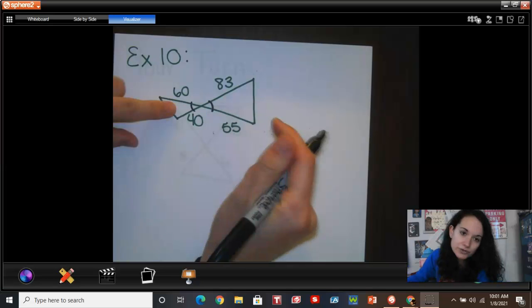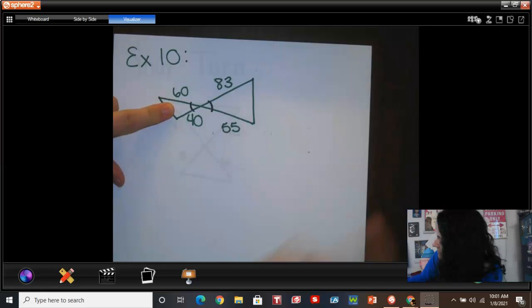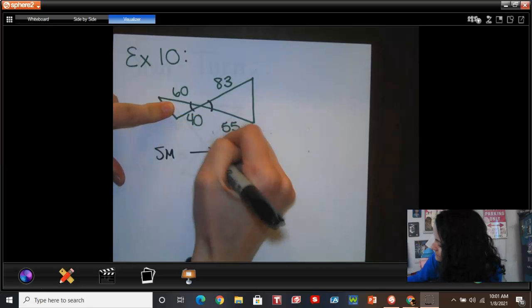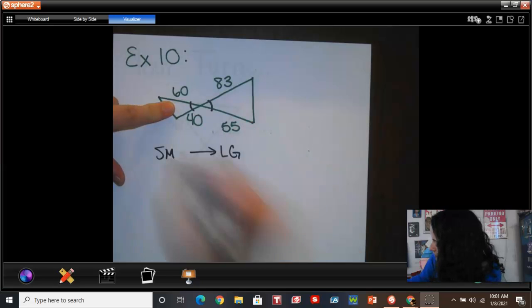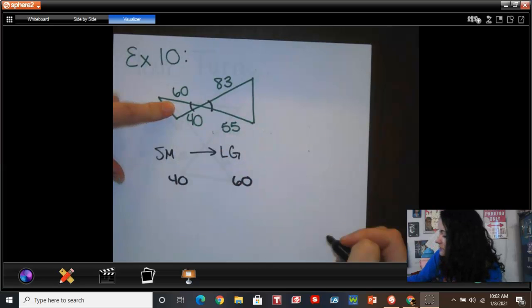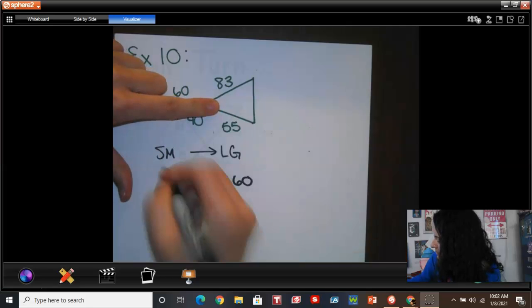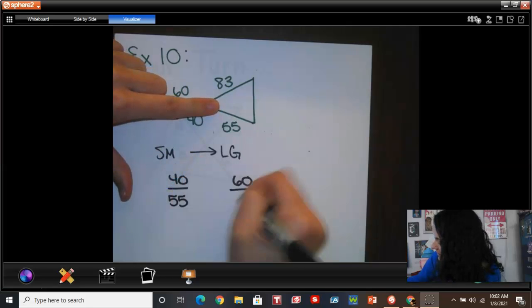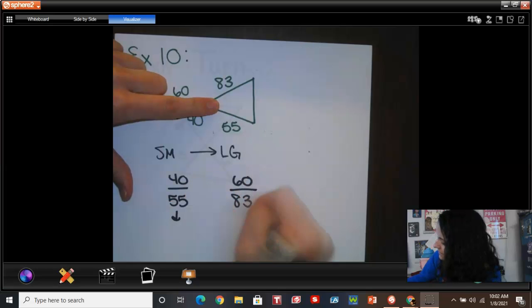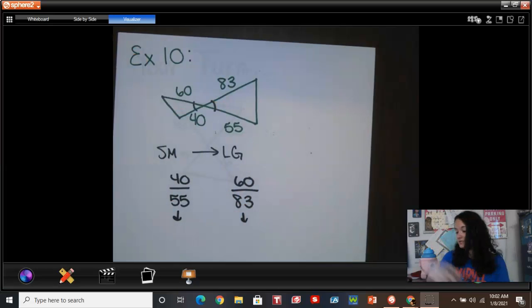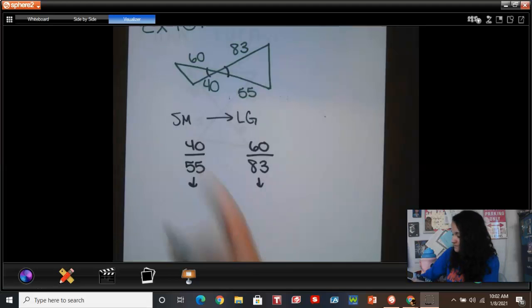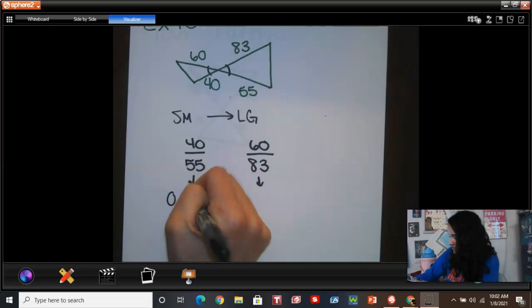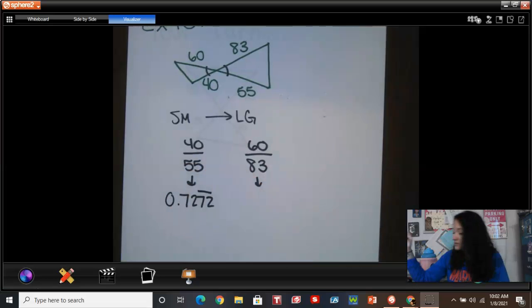If I look at my triangle over here on the left of my bow tie, and I go from small to large again, I've got 40 and 60. Now let me look over here on the right, from small to large, I got 55 and 83. Okay, it's all about those being equal. So here we go. 40 over 55. I get a long one, 0.7272, and it repeats all the way till almost to the end, and then it says 3. Then I got 60 over 83.